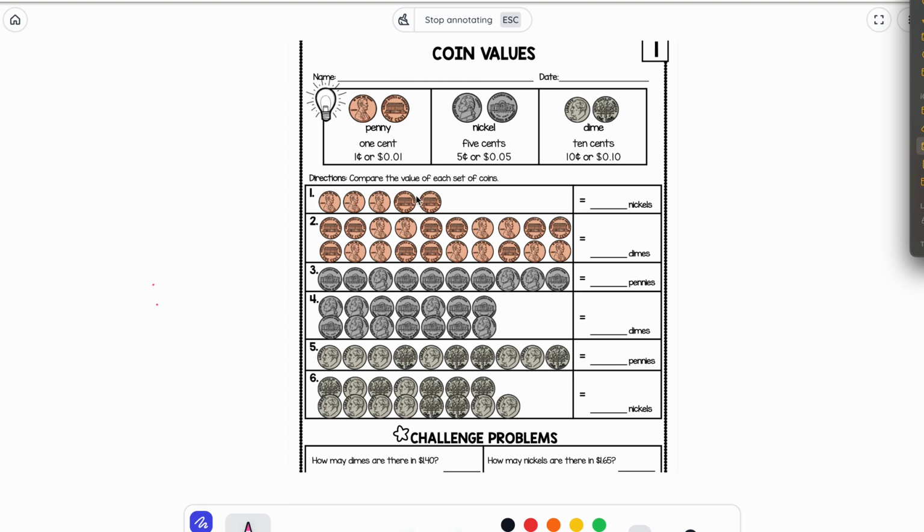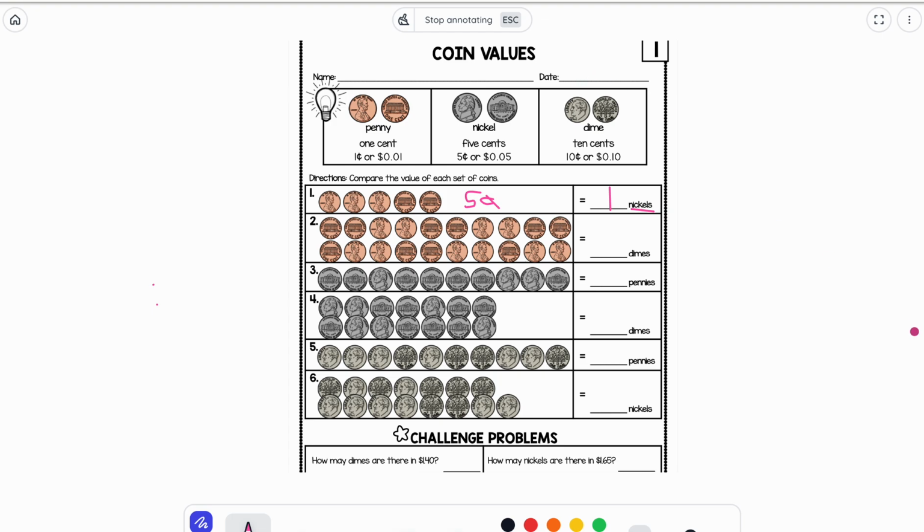We're going to read our directions. It says compare the value of each set of coins. So let's take a look, okay? We've got 1, 2, 3, 4, 5 pennies equal to 5 cents, right? So it's asking us how many nickels is that? Well, we know that 1 nickel is 5 cents, so that's only 1 nickel. If I have 5 pennies and you have 1 nickel, we have the same amount of money. We've got 5 cents each.